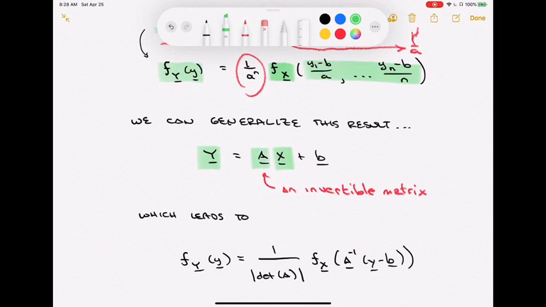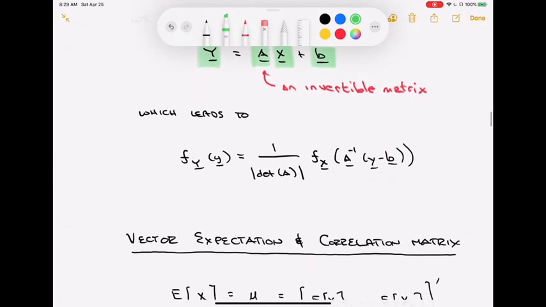This means that y1 might be a function. It's a linear function of all the different values x1 through xn, or any subset of those. And then we'll do a vector offset b. So it's just a generalization of that linear transformation. We are going to require that A is an invertible matrix. Okay, so we will look at that as being a linear transformation using this invertible matrix.